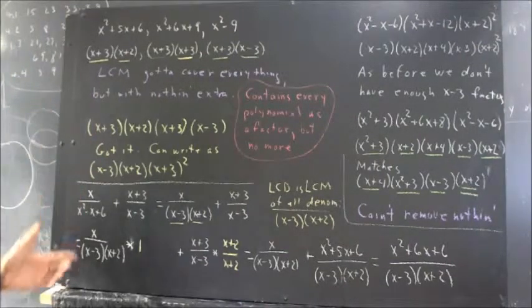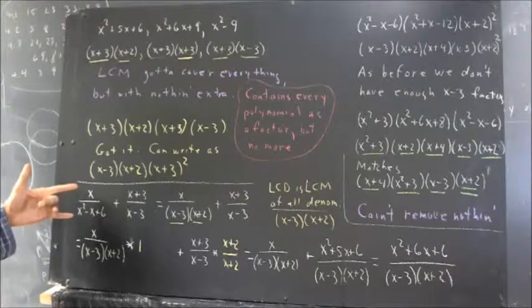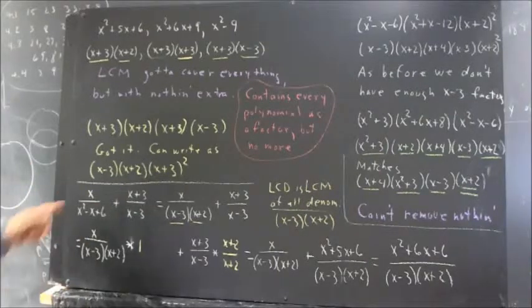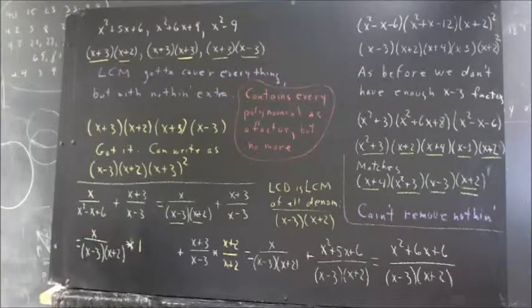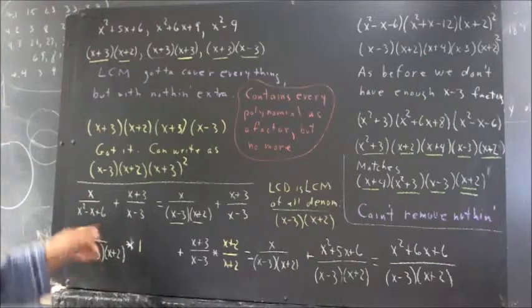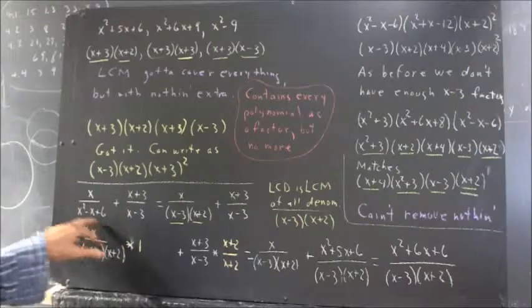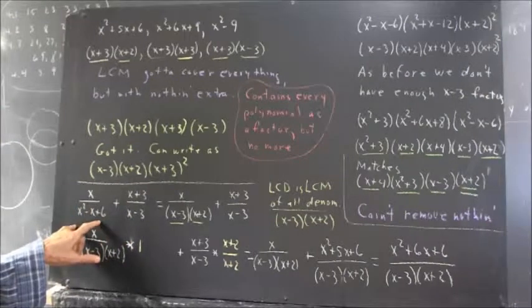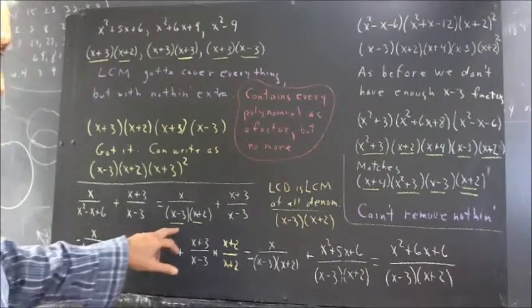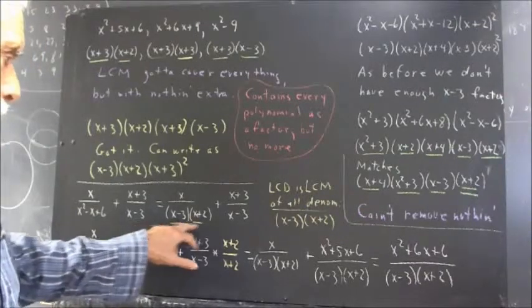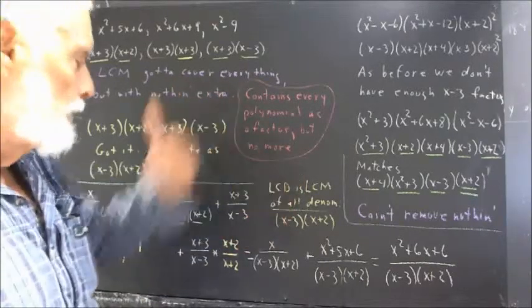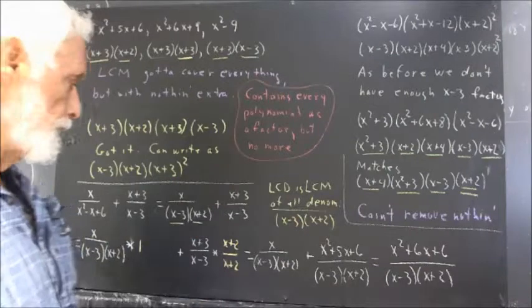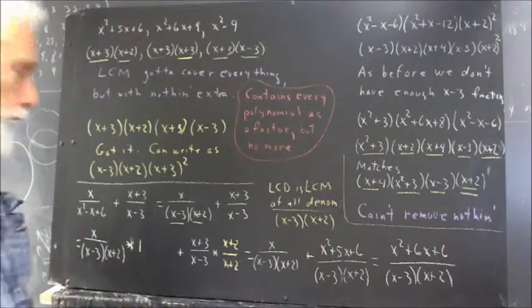Now let's apply what we've done to adding the two expressions we have here, x over x squared minus x plus 6, and x plus 3 over x minus 3. Okay, first we factor. The only thing we have to factor is the denominator of the first fraction in this case, and that denominator, as you can verify, factors as x minus 3 times x plus 2.